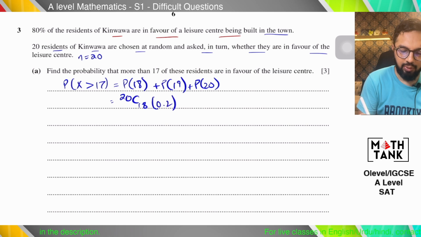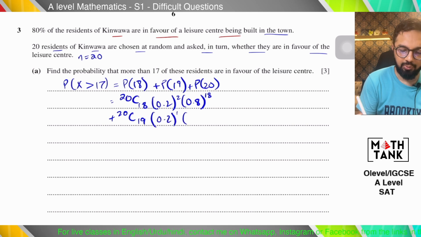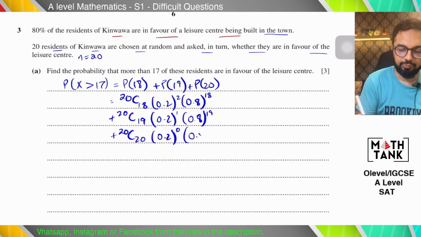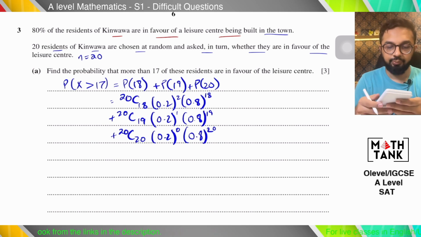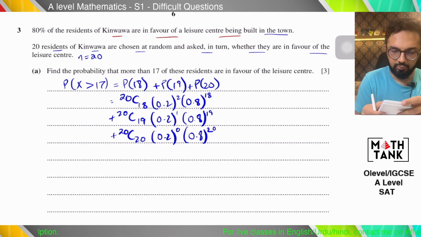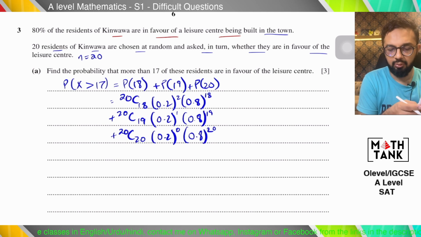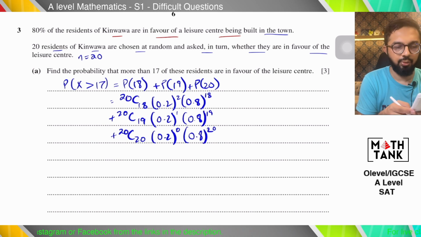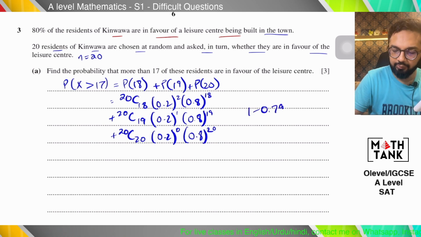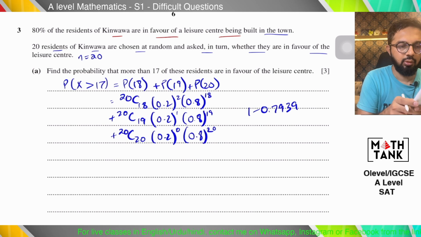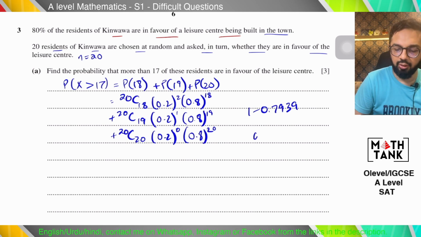20C18, 0.2 power 2, 0.8 power 18, plus 20C19, 0.2 power 1, 0.8 power 19, plus 20C20. N is 20 and 0.8. Point 2061.